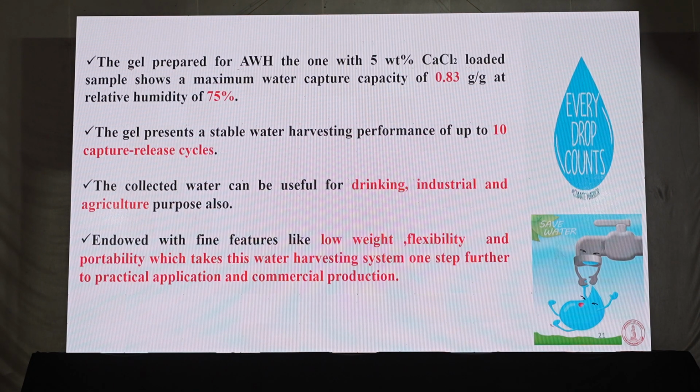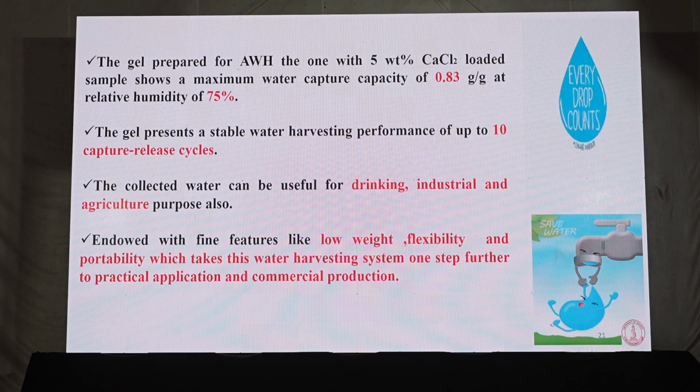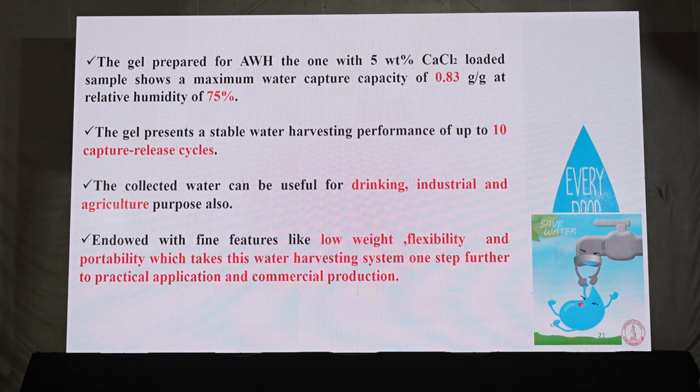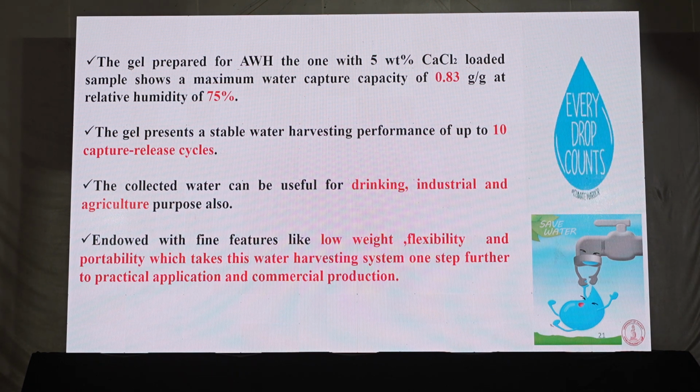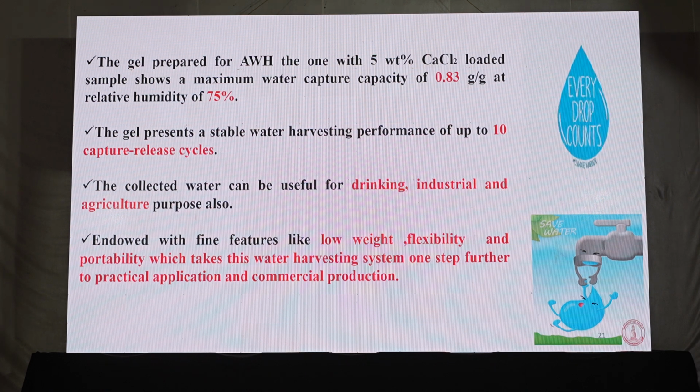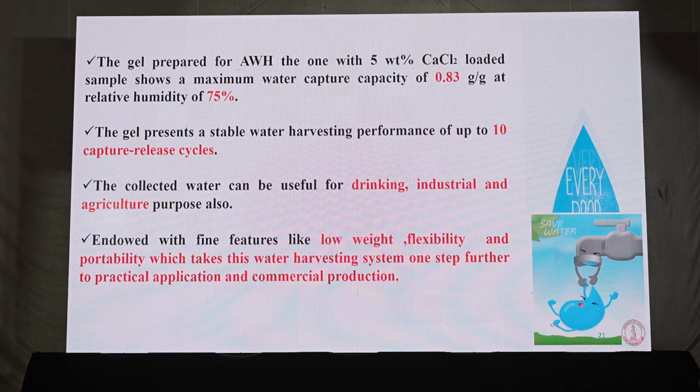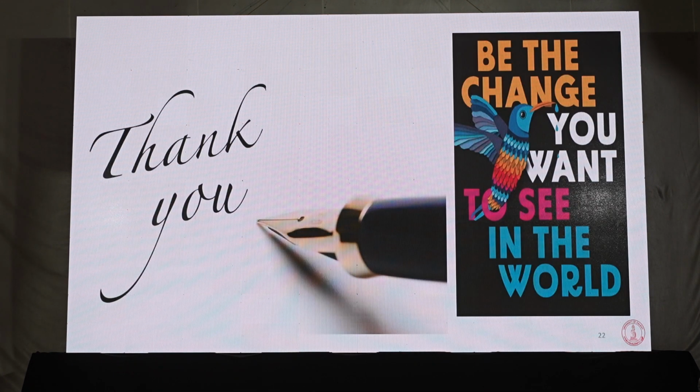Let's conclude: the gel is prepared for atmospheric water harvesting. The one with the 5-8% calcium chloride loaded sample shows a maximum water capture capacity of 0.83 gram per gram at native humidity of 75%, and the gel presents a stable water harvesting performance of up to 10 capture-release cycles. The collected water can be useful for drinking, industrial as well as agricultural purposes. Prime features like low weight, flexibility and portability take this water harvesting system one step further to practical application and commercial production. Thank you.